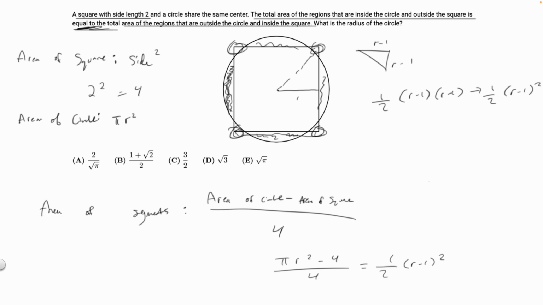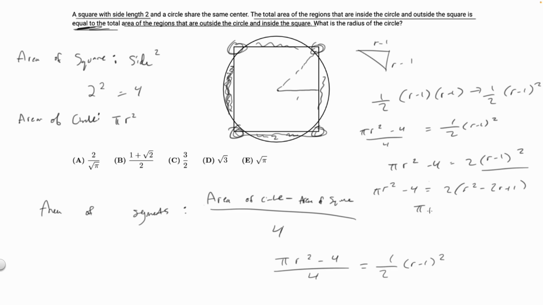And from here, you can solve the equation. So let's solve it. Pi r squared minus 4 over 4 equals half times r minus 1 squared. From here, we can simplify it to pi r squared minus 4 equals 2 times r minus 1 squared. From here, we can expand this right here. So we get pi r squared minus 4 equals 2r squared minus 2r plus 1. And from that, we get pi r squared minus 4 equals 2r squared minus 4r plus 2.